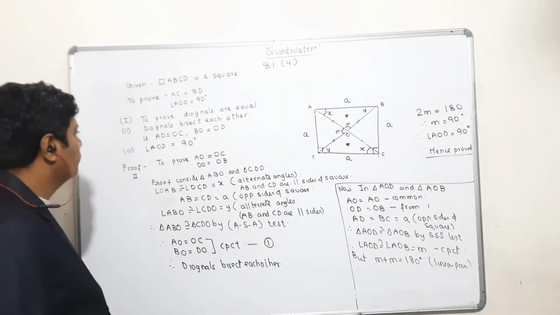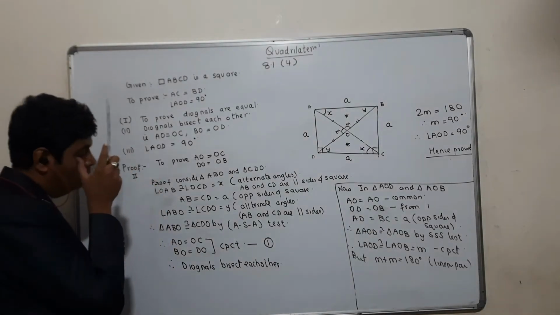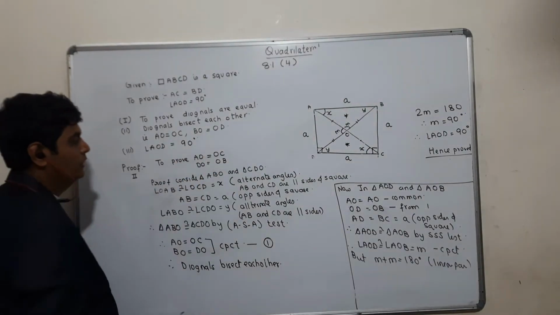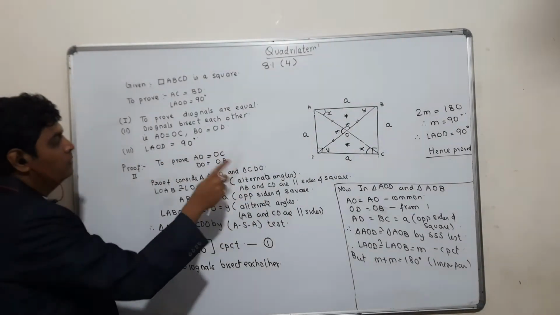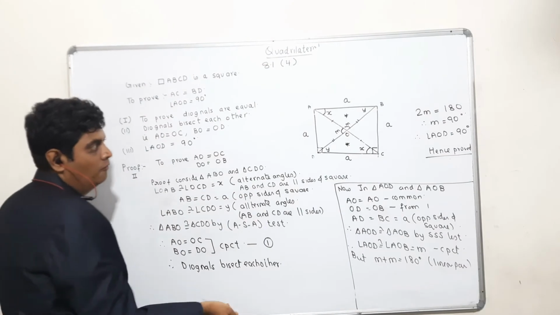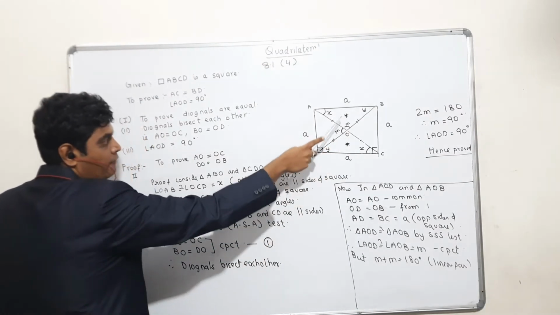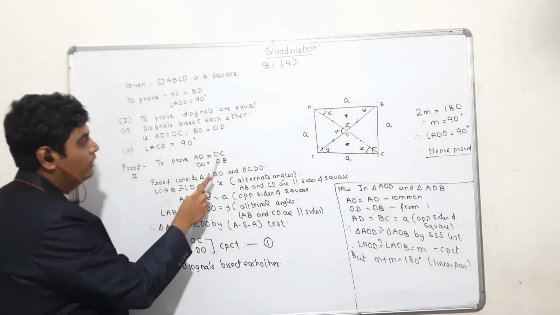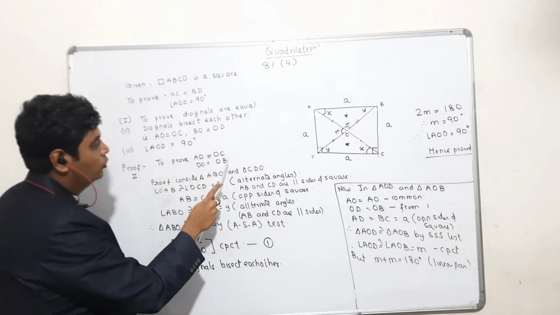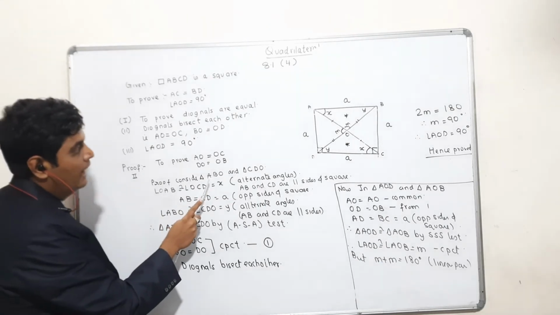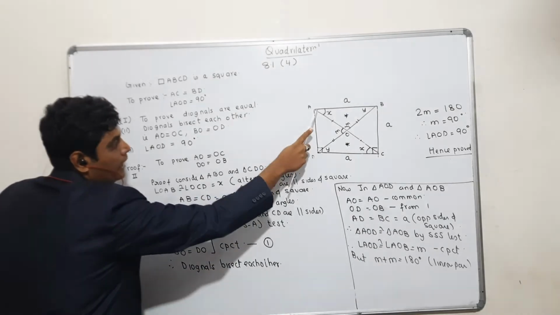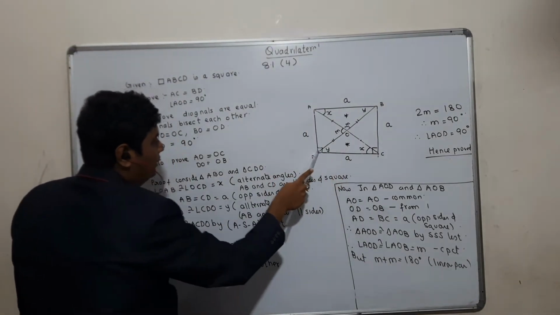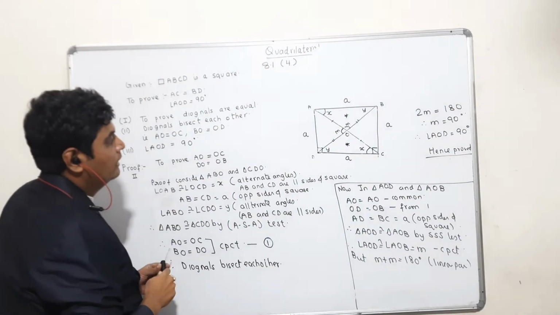Consider part 2. In part 2, what do we have to prove? That diagonals bisect each other. We have already proved that diagonals are equal to each other. So, in part 2, we have to prove that diagonals bisect each other. For that, we have to consider these two triangles. I have already explained. Let me see how we are writing it. So, you have to prove AO is equal to OC and DO is equal to OB. Proof. Consider triangle AOB and triangle COD.